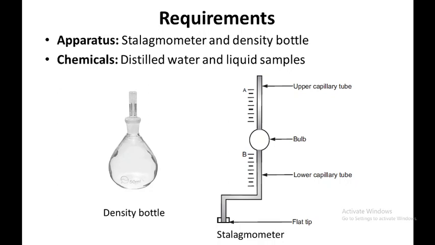Next, the requirement of chemicals. Two different chemicals are required for the surface tension determination. The first is distilled water and the second is a liquid sample under test. Now the drop count technique. In this technique, the number of drops of a fixed volume of liquids, that is water as well as the liquid under test, is counted to measure the surface tension of the liquid.